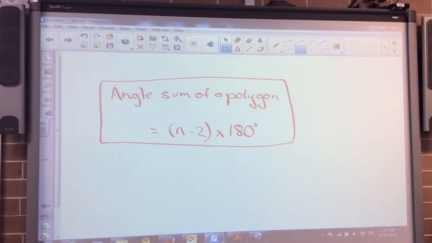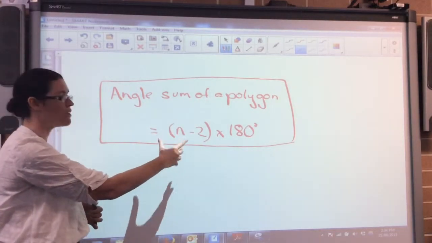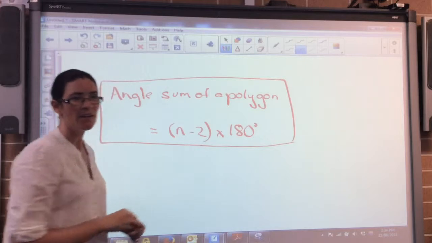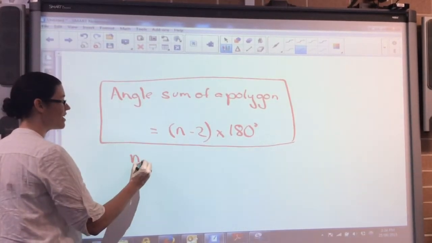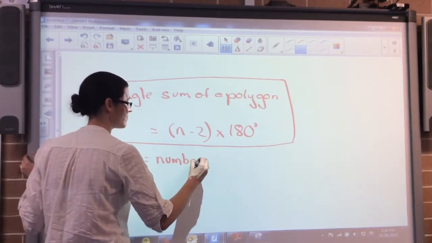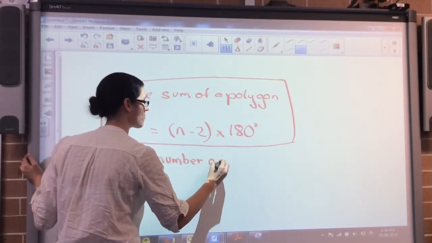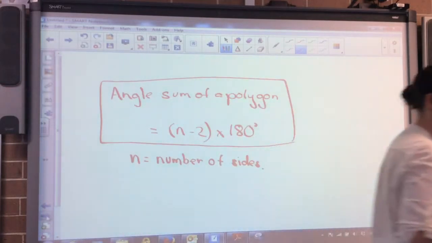So I could tell you that the shape had 37 sides, and you could work out the angle sum by doing 37 minus 2, which would be 35, times by 180. So no matter how many sides there are, you can always work out the angle sum. Now remember, you might want to write that down, that n equals the number of sides. Okay, does that make sense?